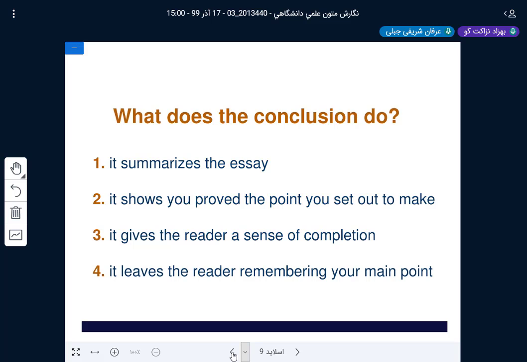Number 3, it gives the reader a sense of completion. Very good. And the last one. So when you're writing the concluding sentence, it doesn't mean that you have to write something new. Okay? So they are different types of concluding paragraphs.